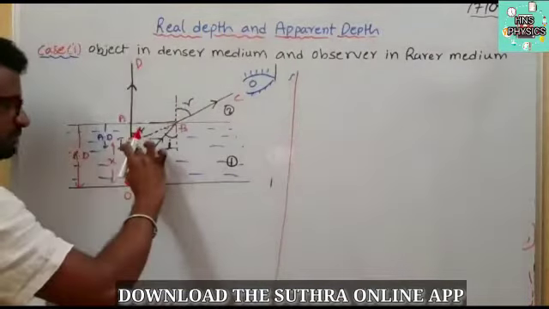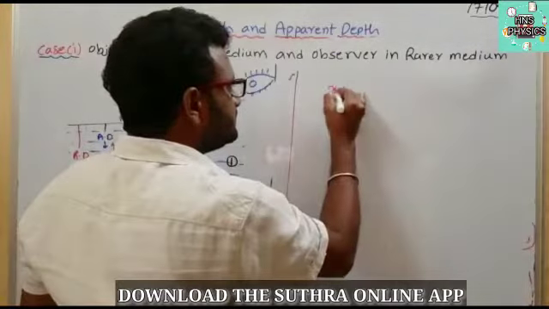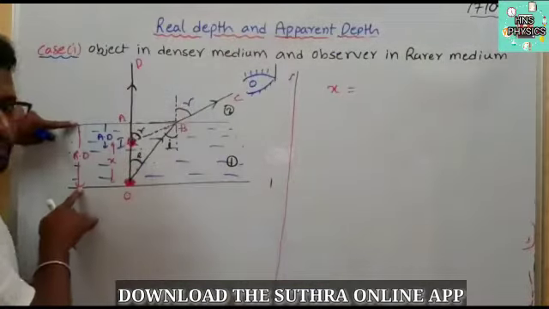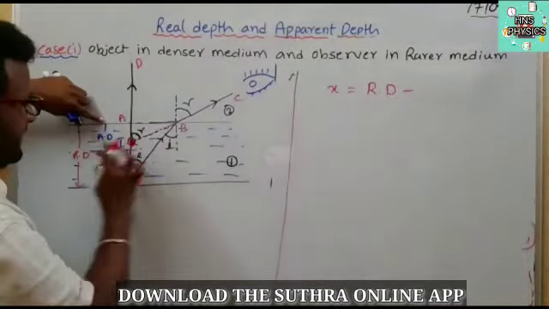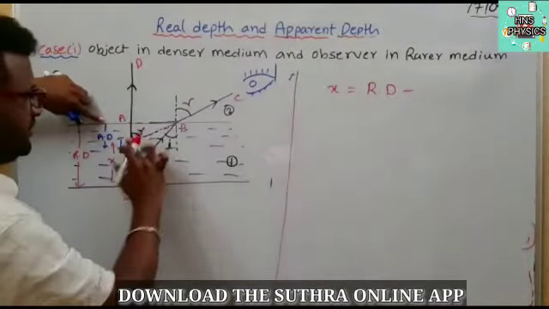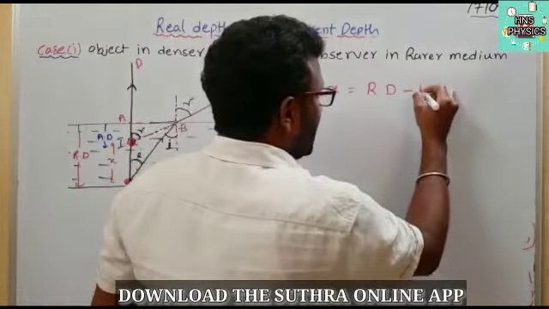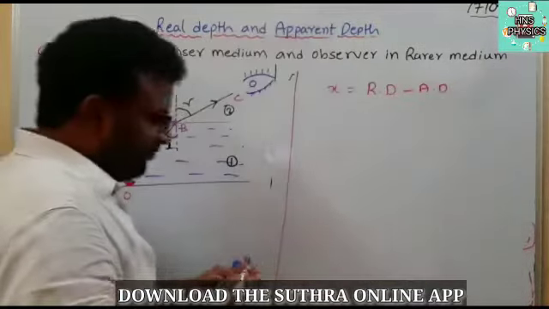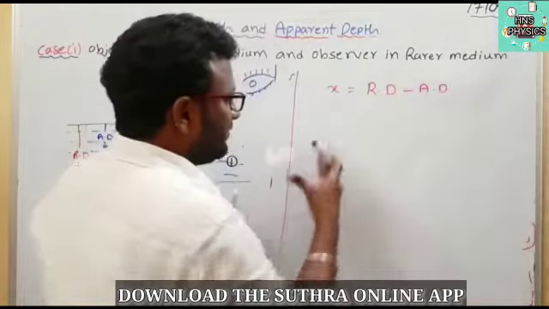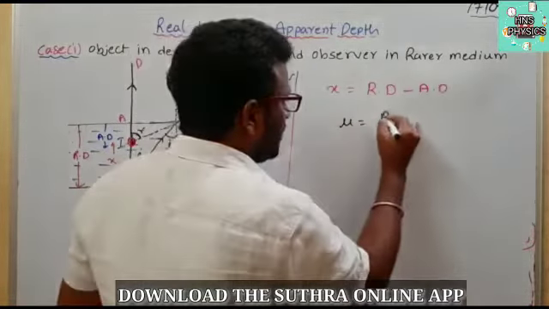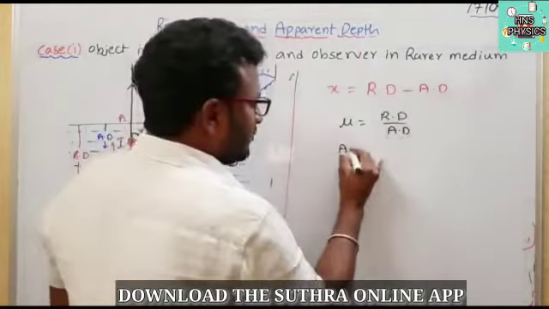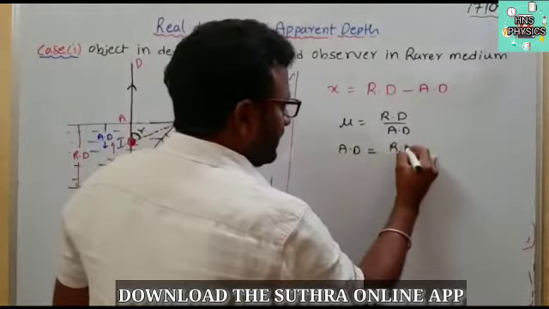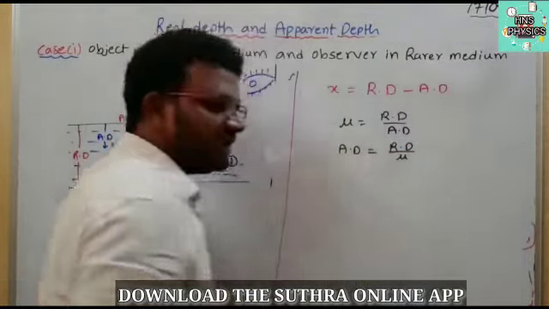So this X distance is equal to this total depth, that is nothing but RD, real depth, minus this AD. Then you will get the X value. Real depth minus apparent depth, you will get the X value. So RD minus AD. But we got one equation. What is that? Mu is equal to RD by AD. From here AD is equal to RD by mu, that means real depth by refractive index.